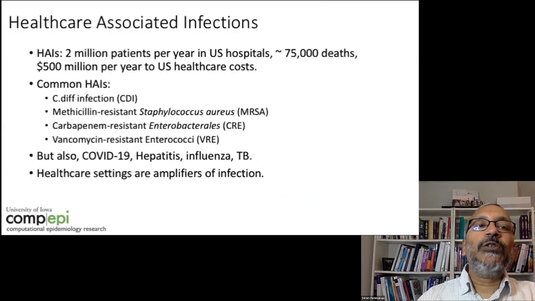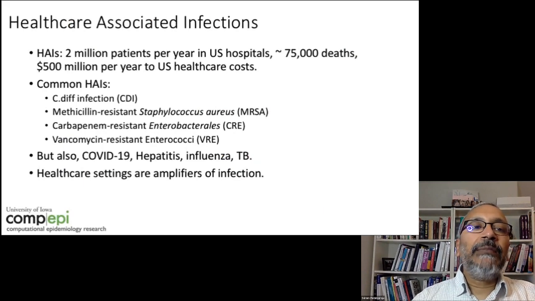But beyond C. diff, healthcare-associated infections in general impact about 2 million patients per year in US hospitals, leading to about 75,000 deaths. They impose a significant burden, of course, on the patients themselves, but also on the healthcare system in general. I've talked about CDI, C. diff infections, but other examples of common HAIs include MRSA, CRE, and VRE. These infections all are resistant to different kinds of drugs, so these are the HAIs that are of particular concern.